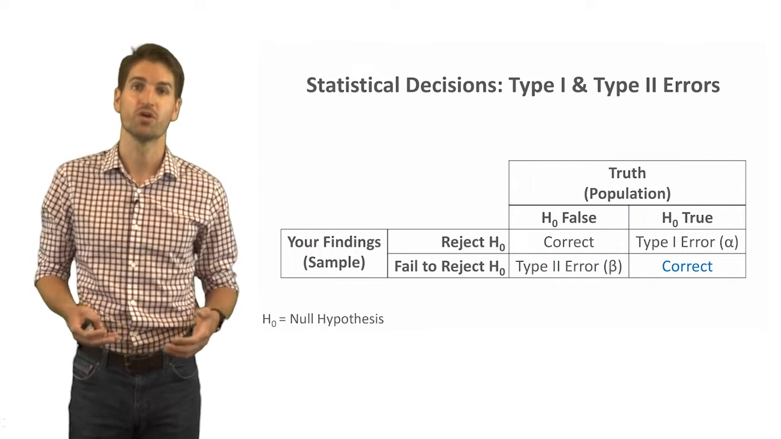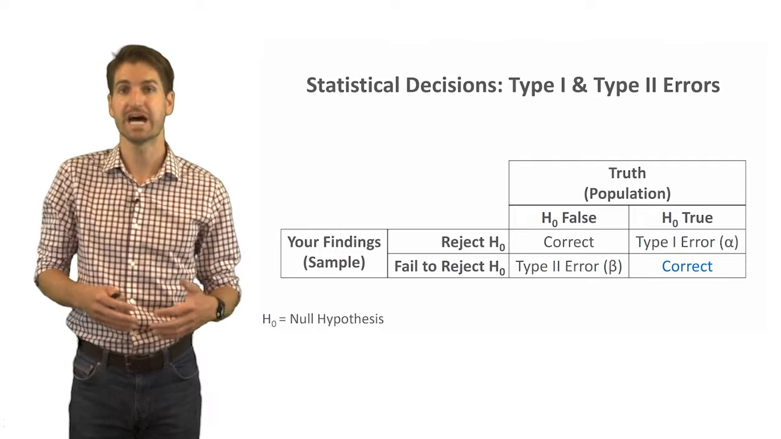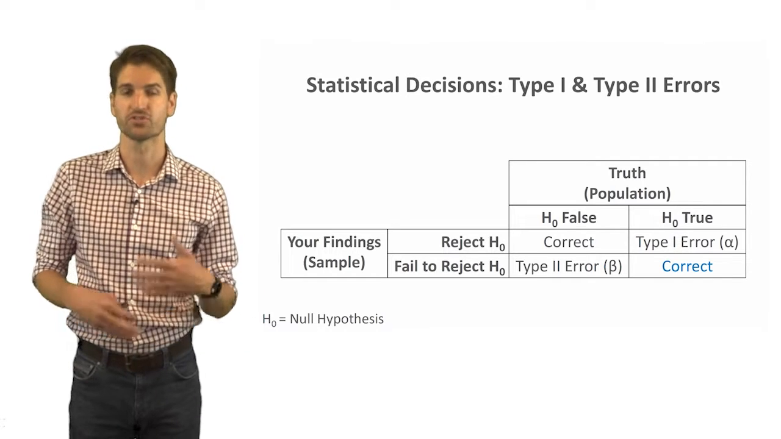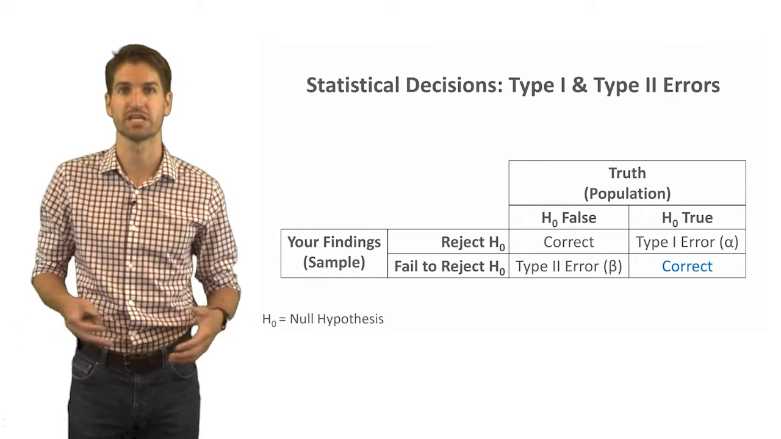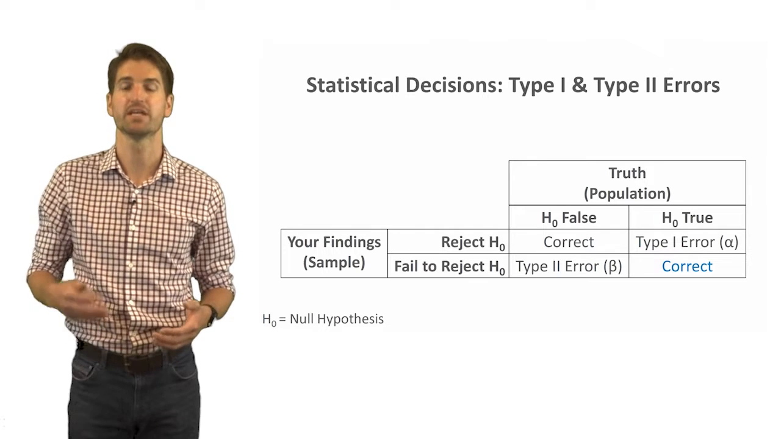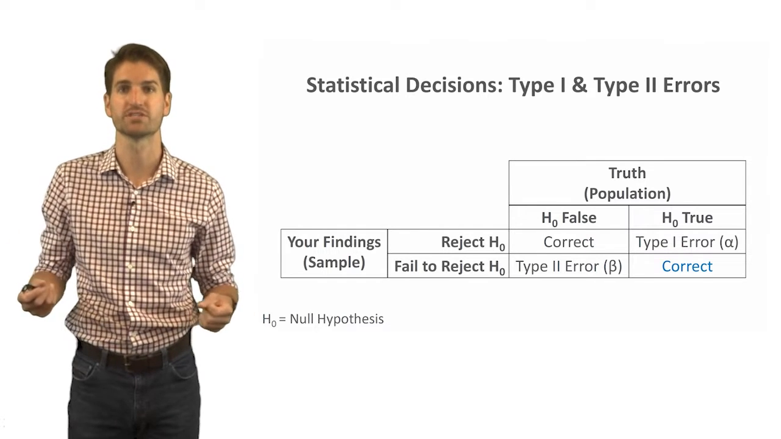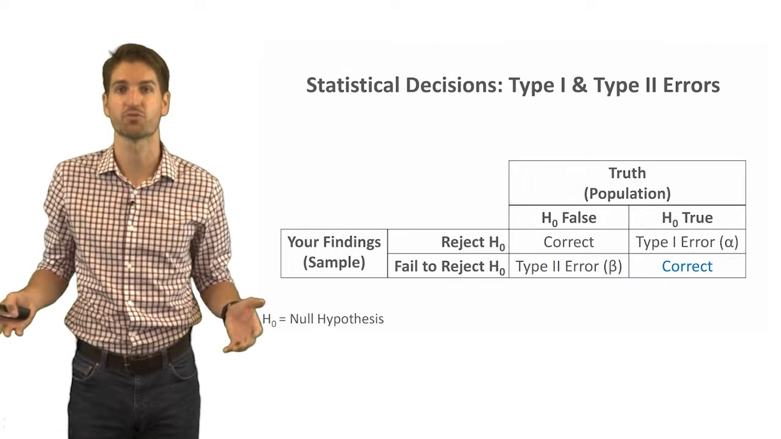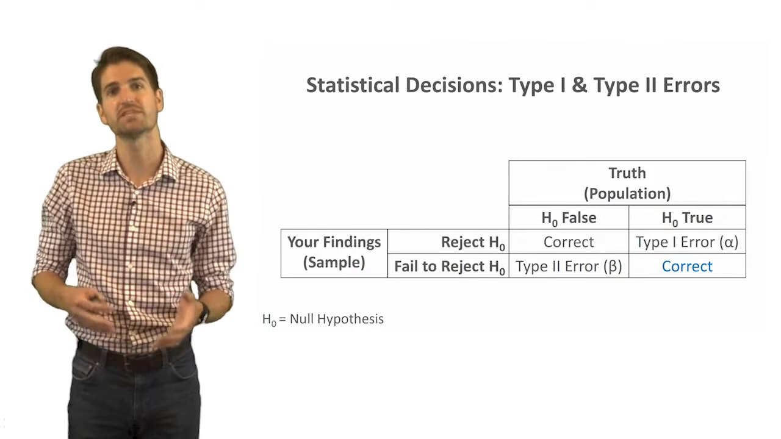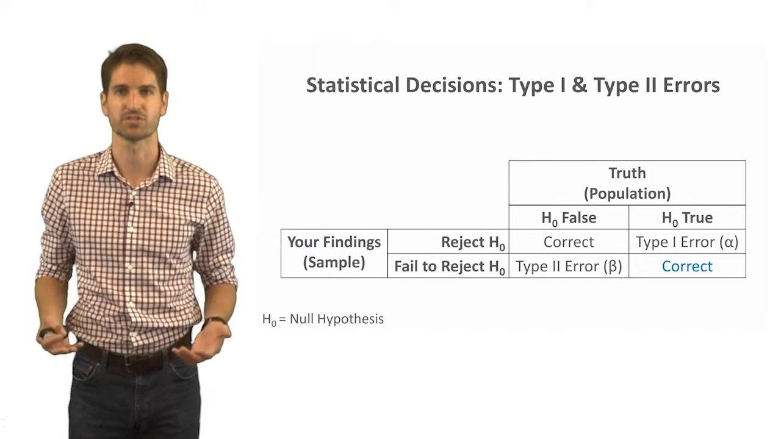So in other words, we are concluding that we did not detect any difference or association between the variables in question in our sample, and it turns out that in the underlying population, the truth is that, yeah, there is no difference. In other words, the null hypothesis is true. So that'd be the second type of correct statistical decision that we'd make.